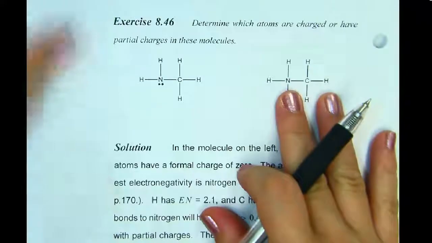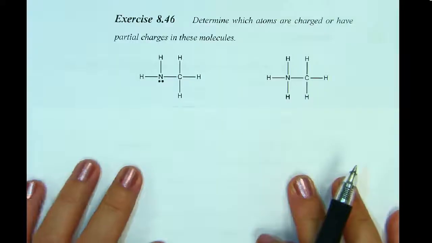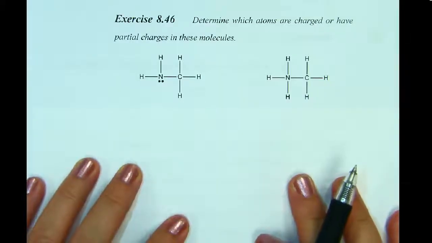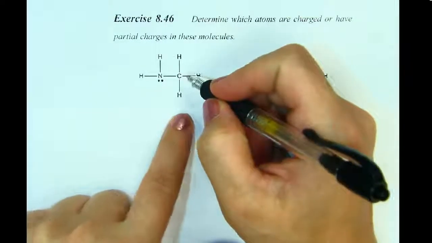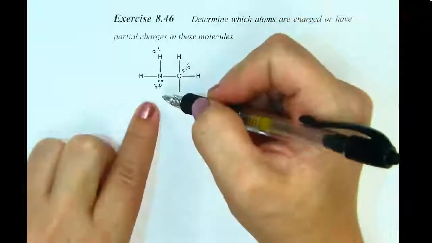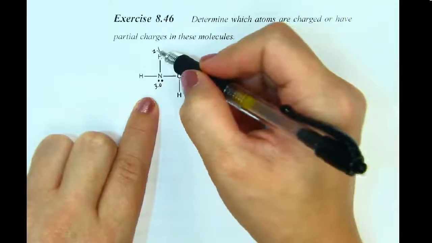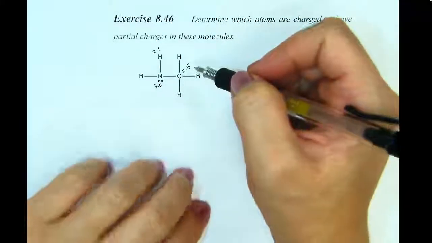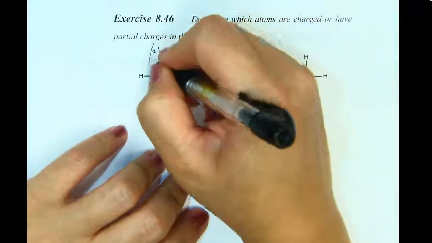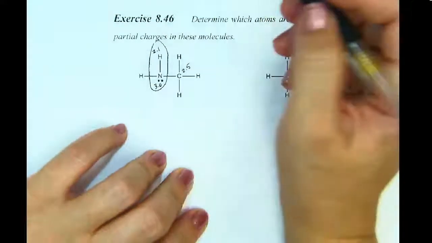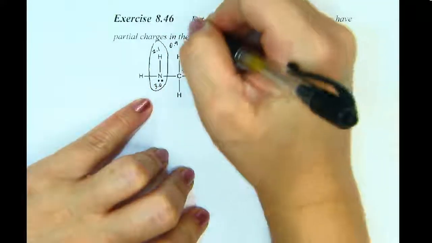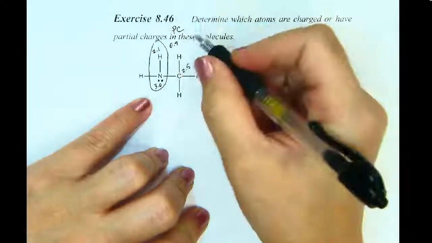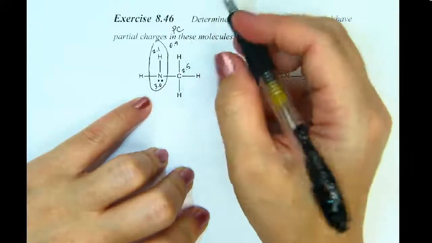So exercise 8.46. Determine which atoms are charged or have partial charges. The electronegativity values for each of these are as follows: 3.0 for nitrogen, 2.1 for hydrogen, 2.5 for carbon. If we just analyze one nitrogen-hydrogen bond, the difference between them is equal to 0.9, which is going to fall in the polar covalent range based on the scale that we use.